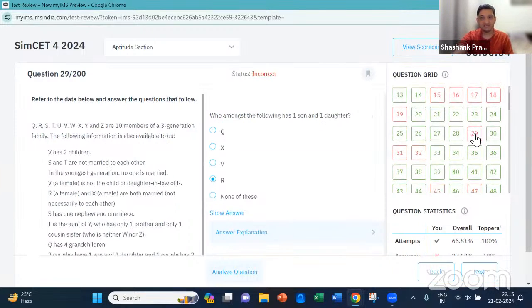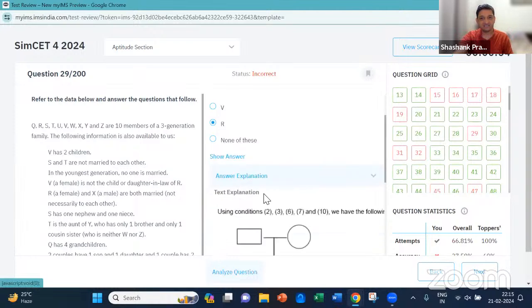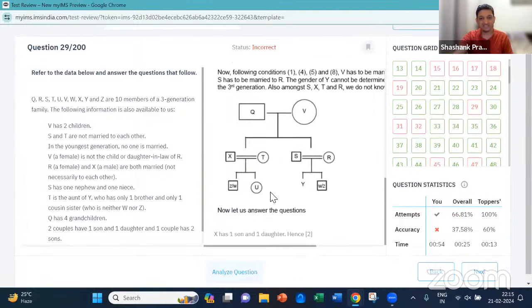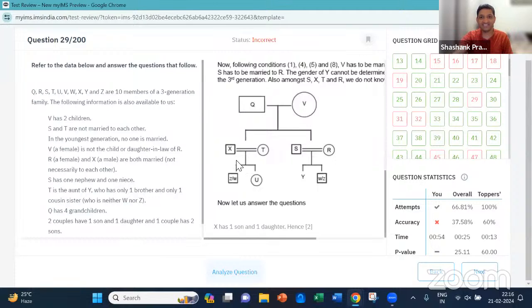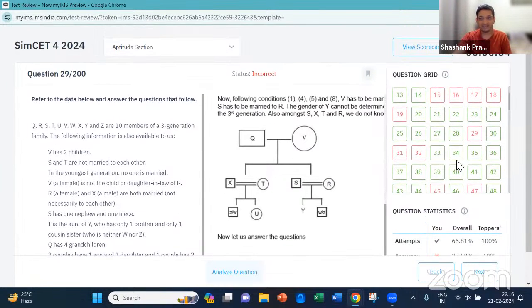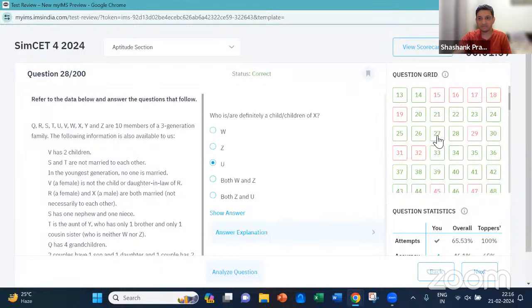Okay. But anyway, what did I do in 29th? Something like this was there. So Q and V were there. XT and RS were coupled, so that was good. That part I was able to crack. Somehow I cracked it. I don't know. Some train of thought, but I cracked it. So that I was happy about.